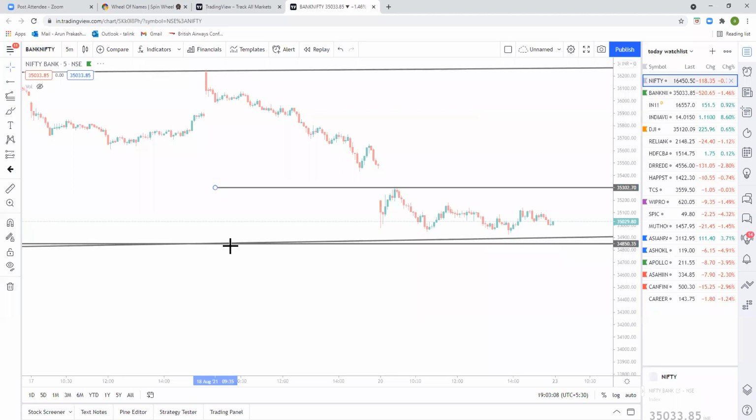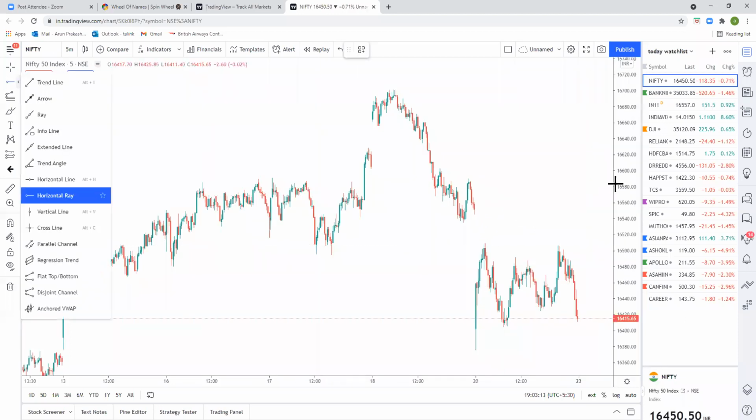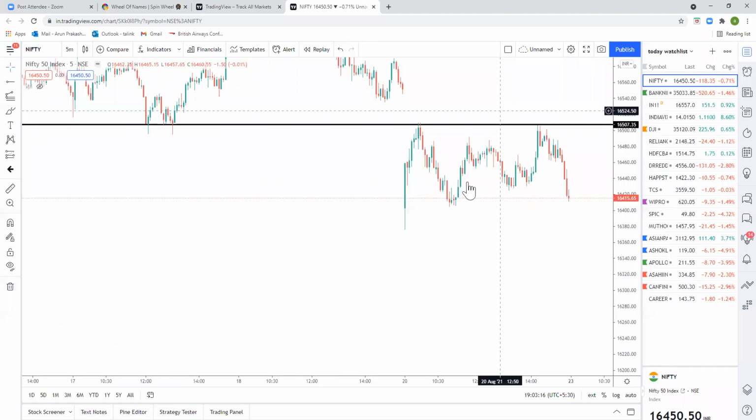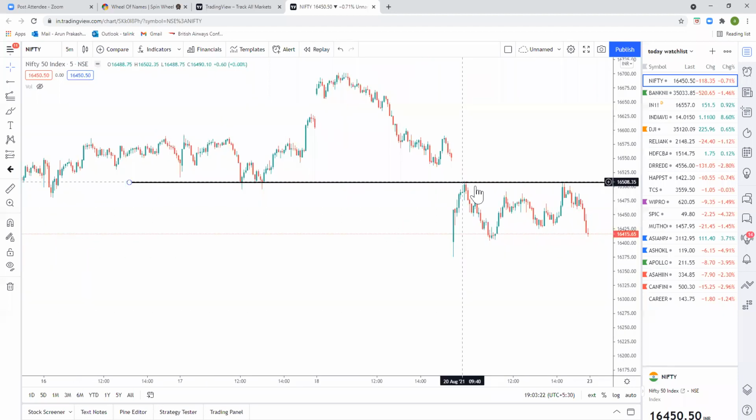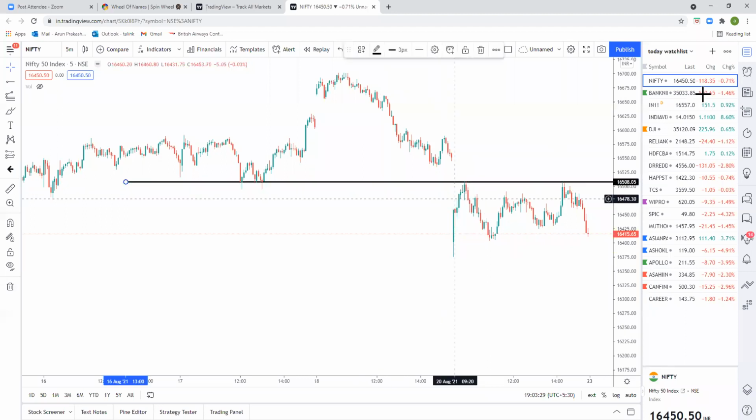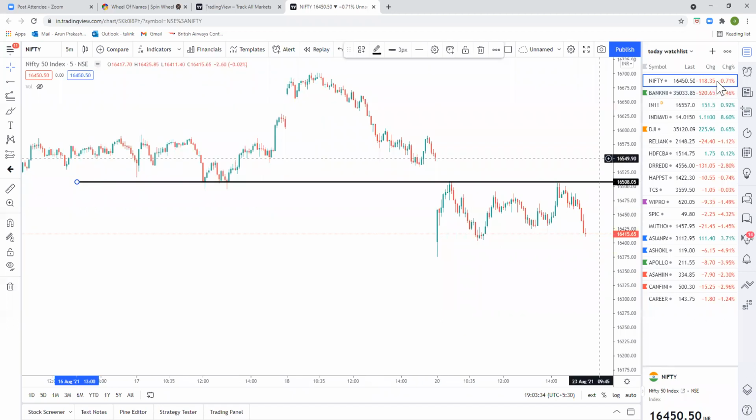I have deleted all the patterns here, so I don't have anything right now. This is a resistance which Nifty hit yesterday morning. The reason for me going ahead and shorting Bank Nifty instead of Nifty is because if you compare the last 1 week or even last 2-3 days, Nifty was completely outperforming Bank Nifty. Bank Nifty is the weaker index of the two.